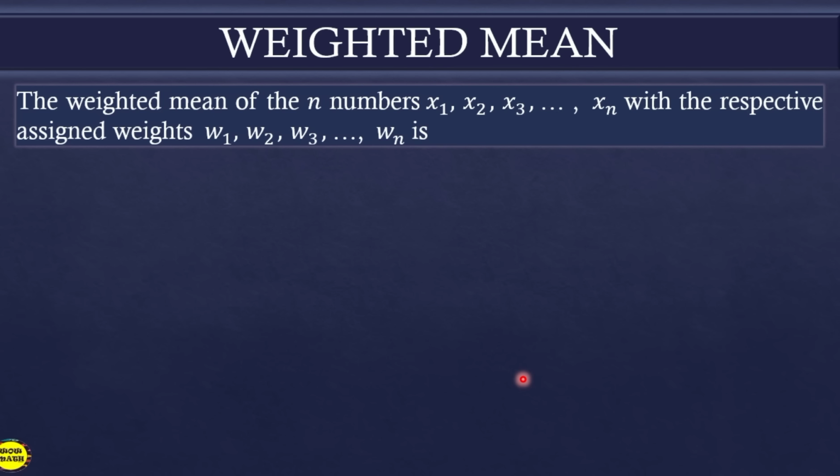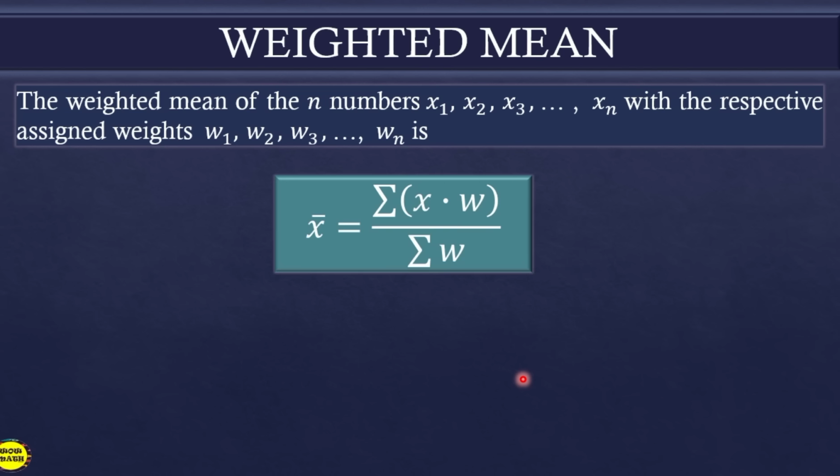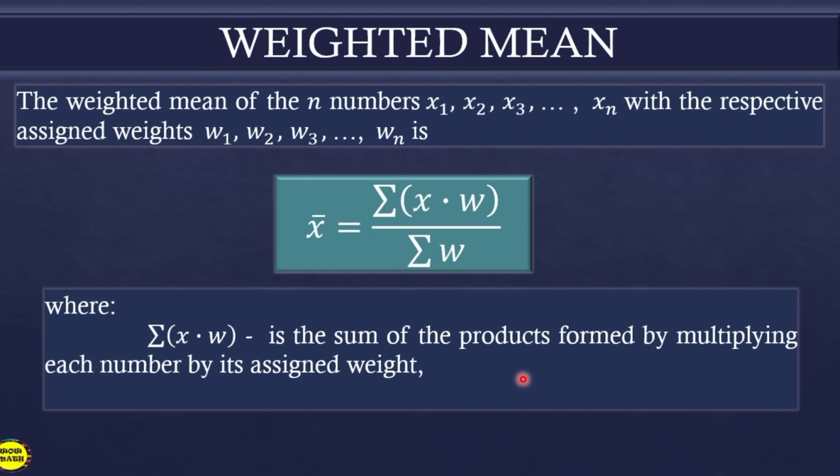Weighted mean. Kadalasan ginagamit ito kapag sa research, no? Ginagamit rin to. The weighted mean of n numbers, x sub 1, x sub 2, x sub 3, to x sub n, with the respective assigned weights. So, ano yung formula to compute the weighted mean? Using that formula, the summation of x times weights is the sum of the products formed by multiplying each number by its assigned weight. And the summation of weights is the sum of all weights.